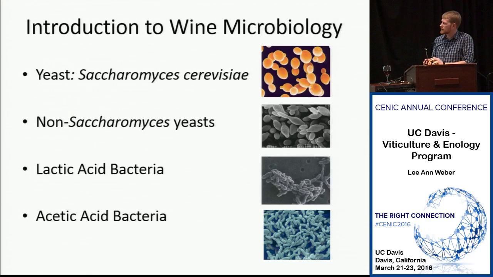The other types of things you see are bacteria. There's lots and lots of bacteria, but the relevant ones are the lactic acid bacteria and acetic acid bacteria. Lactic acid bacteria make lactic acid. Acetic acid bacteria make acetic acid. Acetic acid bacteria are interesting because they're basically what turns your wine to vinegar.